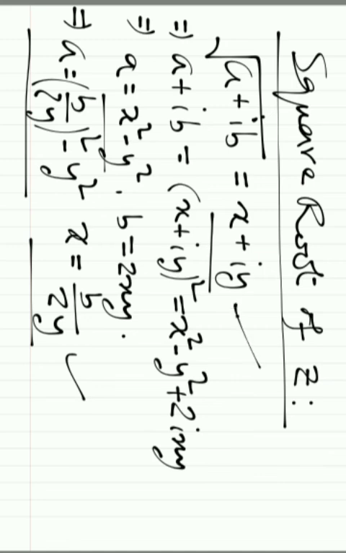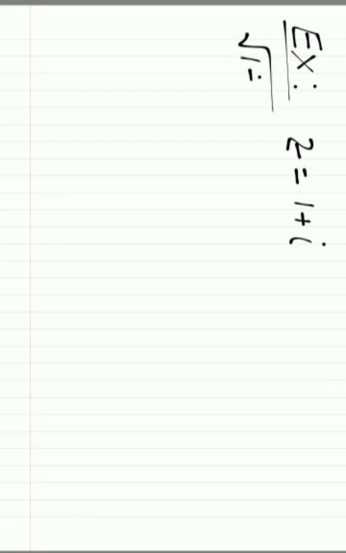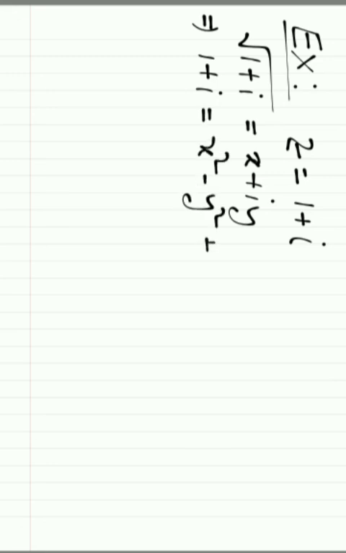So we are done. We can find the values of x and y in terms of a and b from these equations. So we can find the square root of any complex number in terms of x plus iy. So let us see an example. Suppose we are finding the square root of 1 plus i. Then we can take root over of 1 plus i as x plus iy, and from that we can consider 1 plus i as x square minus y square plus 2ixy.